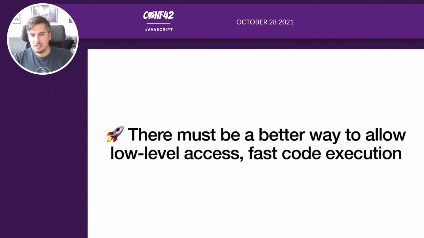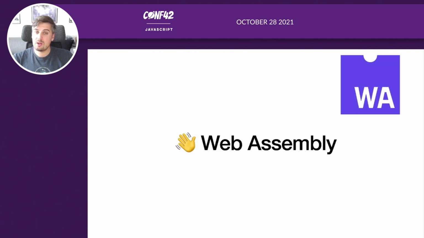So of course, thinking about this, there must be a better way to allow low-level access and fast code execution at the same time, right? There may be a use case where JavaScript is just not good enough and you need something that has lower level access than JavaScript, performs better than JavaScript, and so on. And this is when we need to say hi to WebAssembly.